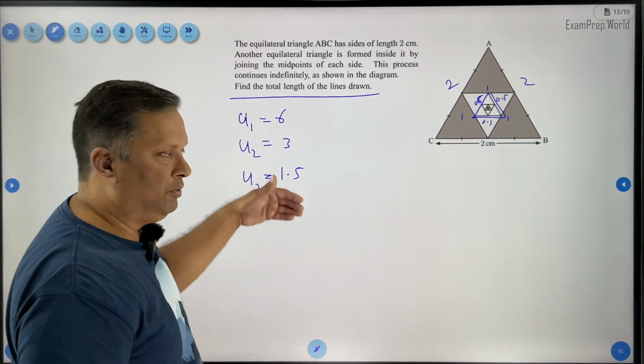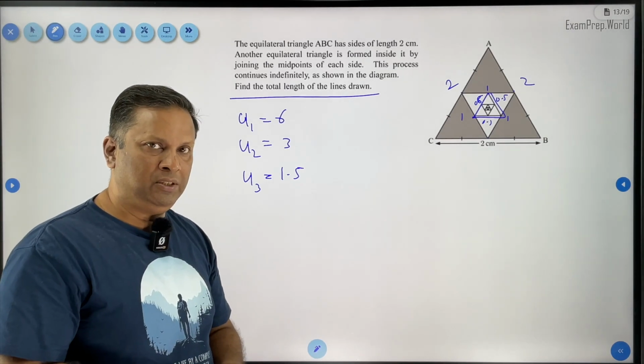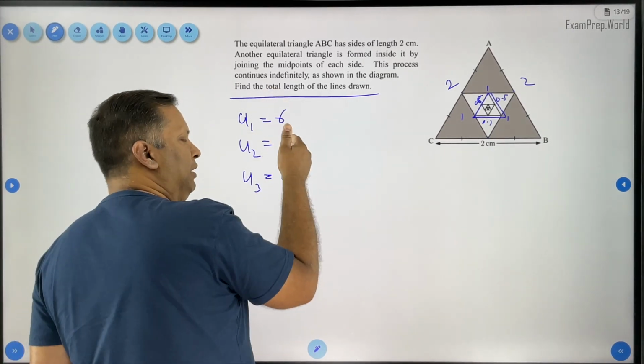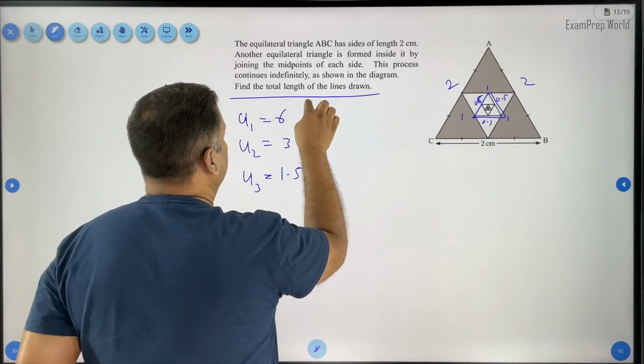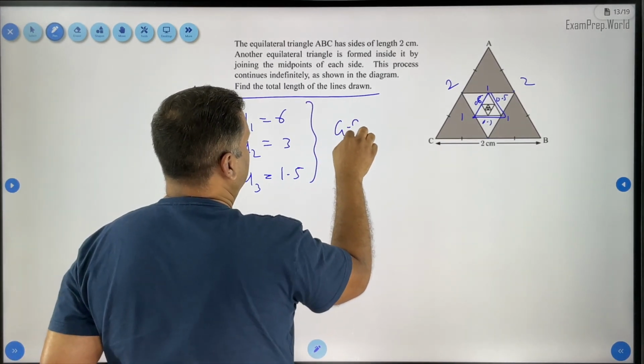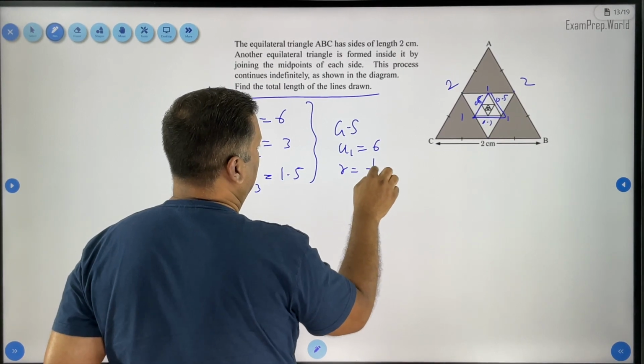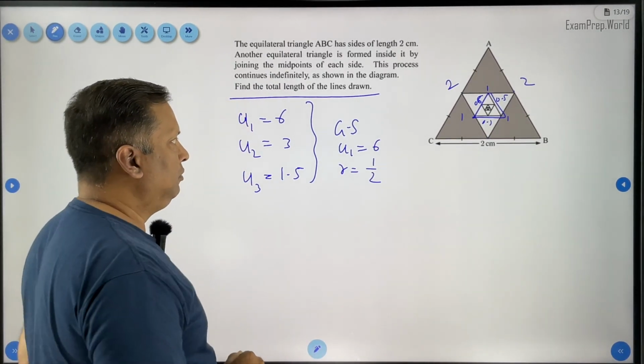So what kind of sequence is coming up? Geometric sequence, and the ratio is half. See, 3 divided by 6 is half, and 1.5 divided by 3 is also half. So we have identified that it's a geometric sequence with U1 is 6 and R is half. Now it's a converging series.